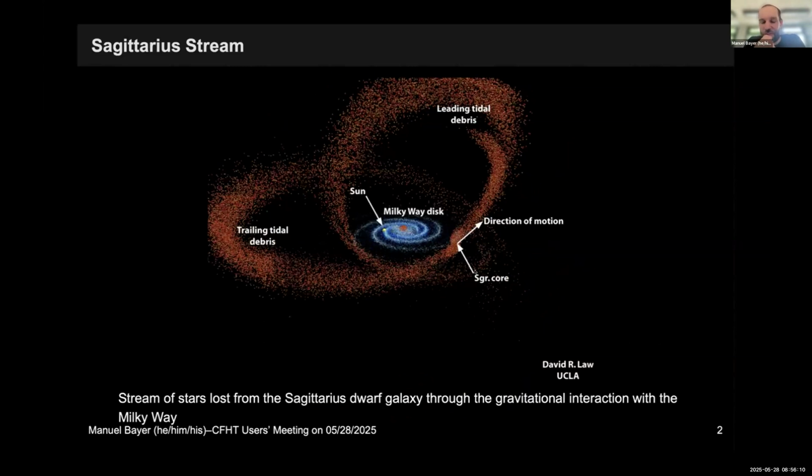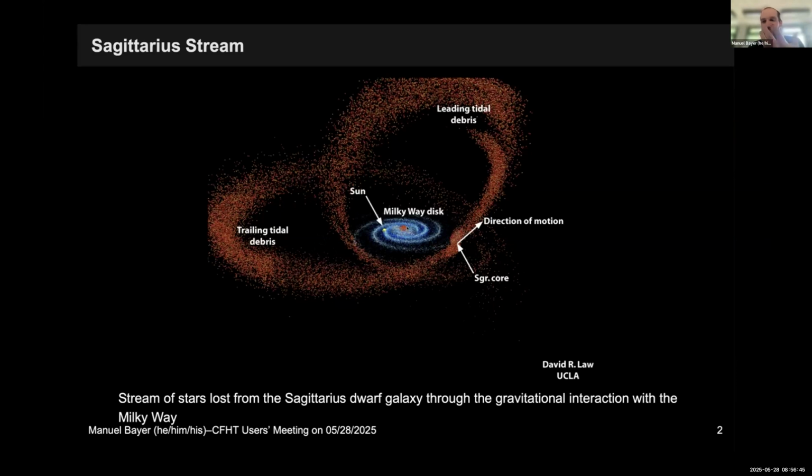The Sagittarius stream is a stream of stars that is basically produced by the tidal stripping of the Sagittarius dwarf galaxy as it orbits the Milky Way. Due to the gravitational action, as you can see in this sketch, it leaves behind a spectacular stream of stars which really covers a significant part of the halo, even having different arms, a leading arm and also a trailing arm, while we have here the Milky Way disk and so forth.